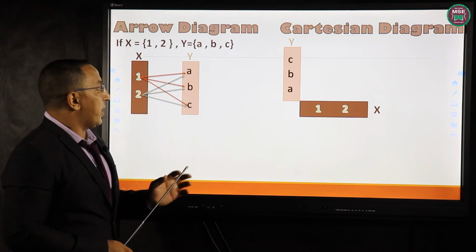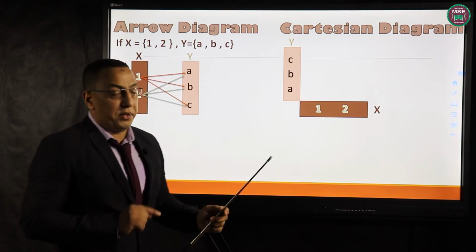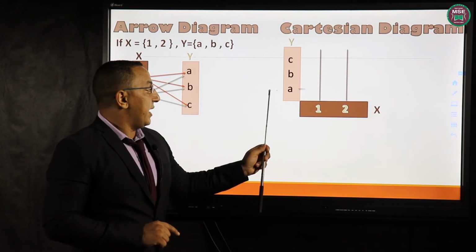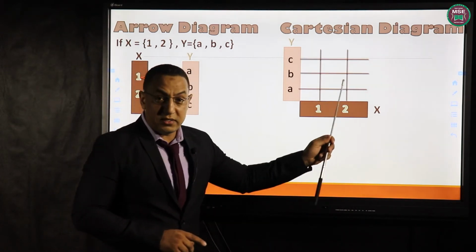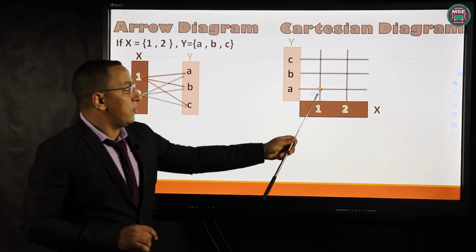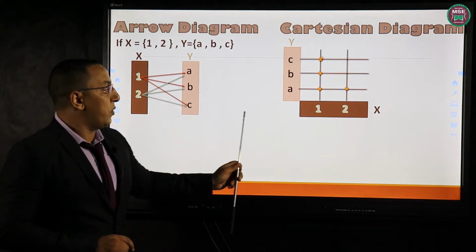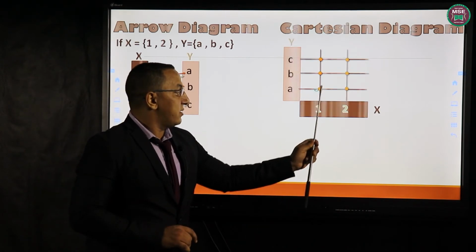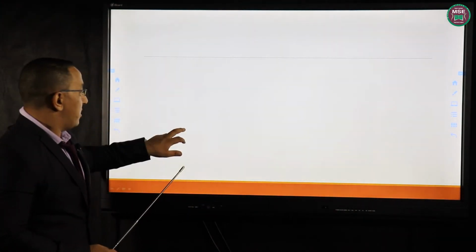Okay, now I'm going to draw a line opposite to each element. For example, here a line opposite to 1, and a line opposite to a, b, and c, like this. And the intersection points represent the elements like this. Here, this is 1a, 1b, 1c, 2a, 2b, 2c, as we see. So these are the intersection points, which represent the arrow diagram's elements in the Cartesian diagram.